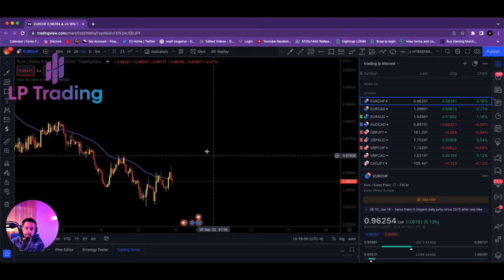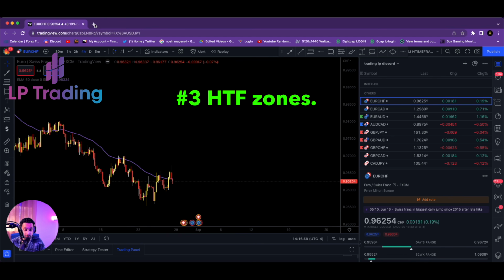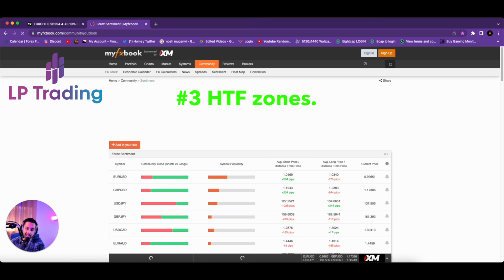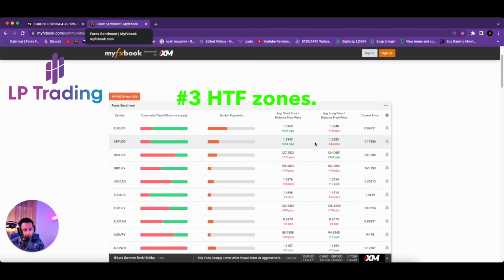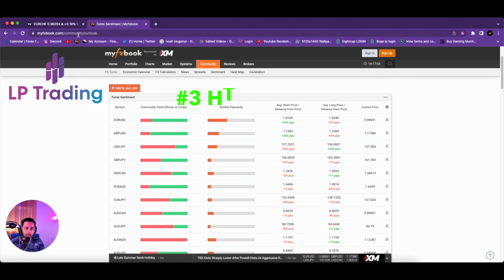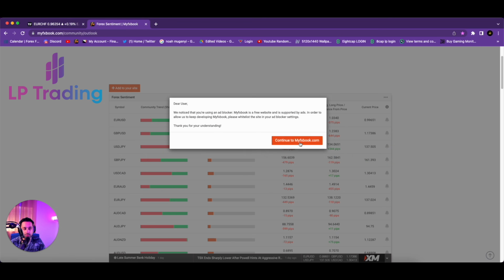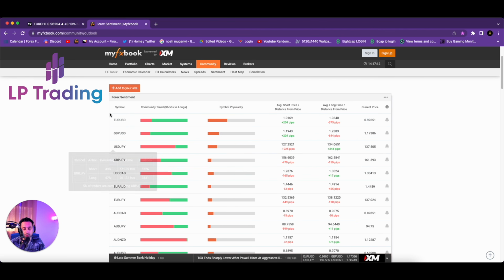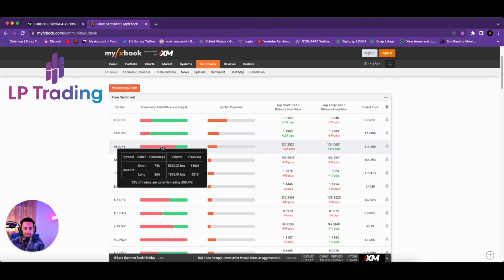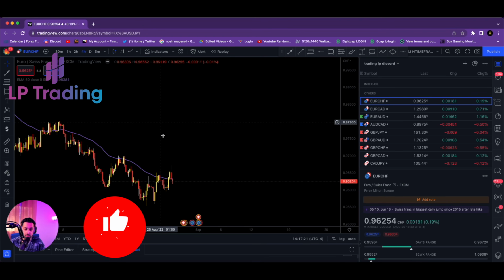Second thing is identify the sentiment. You don't really have to do this, but I always do this. I like doing this. It's something that works for me. So that's using the sentiment tool. I have a video on YouTube explaining that as well. I'm not going to explain it here, but for the people that know, you make sure the sentiment is on your side. So you're doing what the majority of retail traders are not doing. You're going against them, targeting liquidity.